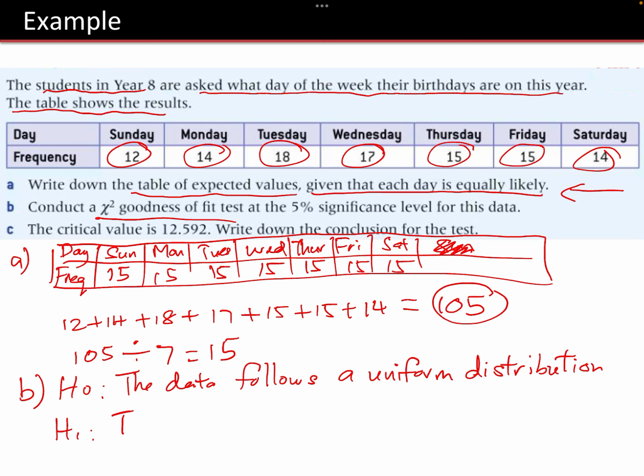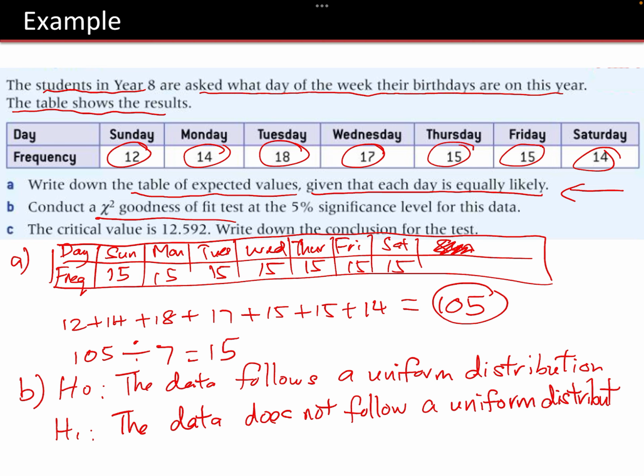Then, of course, the alternative hypothesis is that the data does not follow a uniform distribution, which means that the birthdays will not be equally distributed across the 7 days. Of course, there are many ways to write the null and the alternative hypothesis, but this would be a very neat way of writing the hypothesis without actually specifically talking about birthdays. And this would obviously be accepted in the IB as well, again, depending on the context that's given to you.